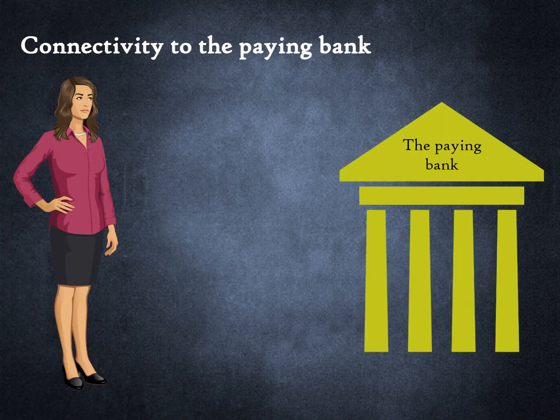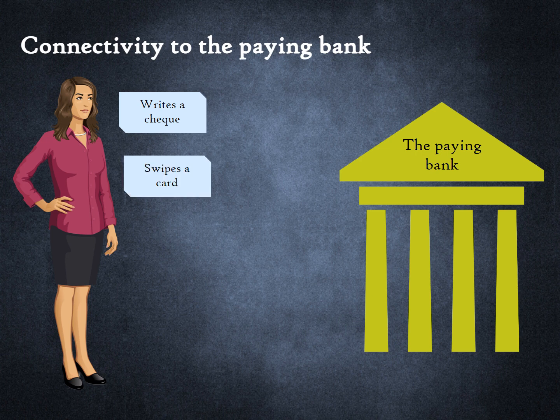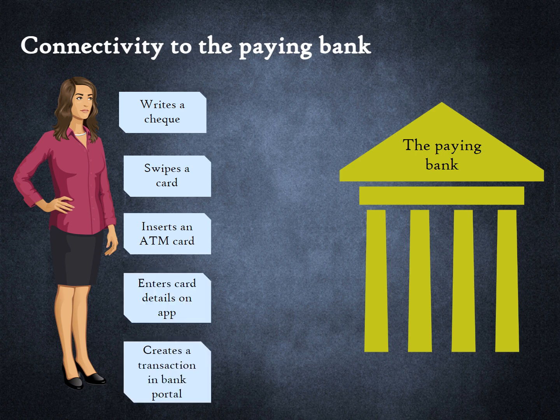Alice declares her intention to make a payment. She could declare her intention to make a payment through any of these instruments of instruction. She writes a check. She swipes a credit or debit card. She dips her debit card into an ATM machine to pay herself. She enters her card details on an app or website. She creates a payment transaction in her online banking portal. But her intention needs to be communicated to the bank where the source account is held. Next, we will see how this occurs.